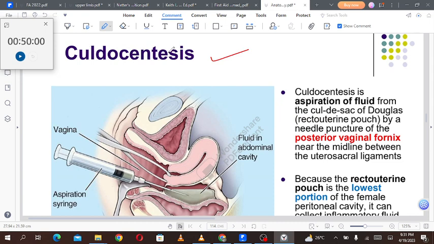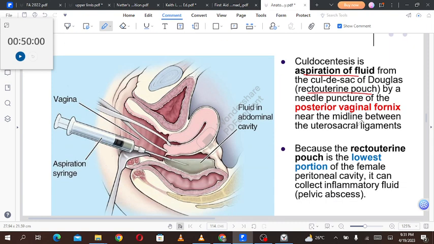So moving forward to culdocentesis. What is culdocentesis? Culdocentesis is the aspiration of fluid from the cul-de-sac of Douglas, the rectouterine pouch. Okay, so I guess I gave a wrong explanation of culdocentesis before that. Pardon me for that. So culdocentesis is aspiration of the fluid from the cul-de-sac of Douglas, the rectouterine pouch, by needle puncture of the posterior vaginal fornix near the midline between the uterosacral ligaments.